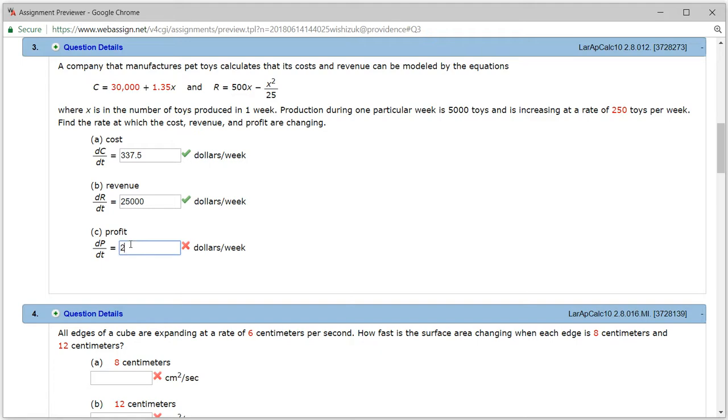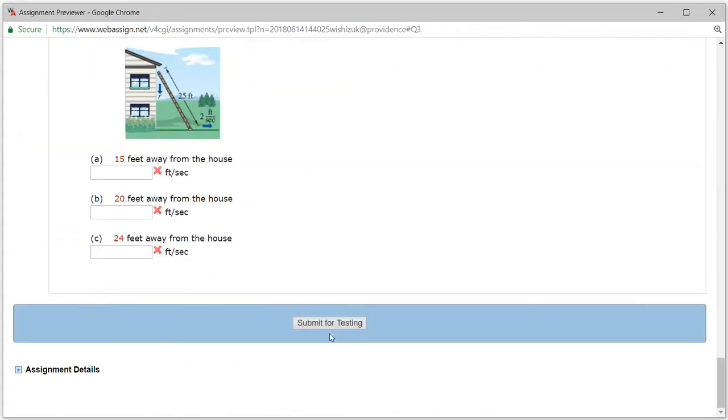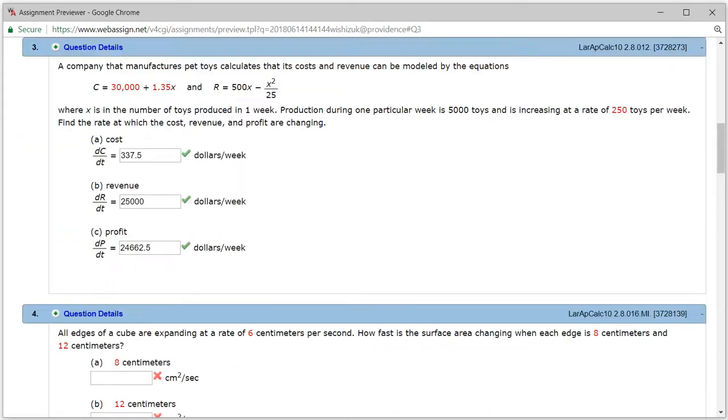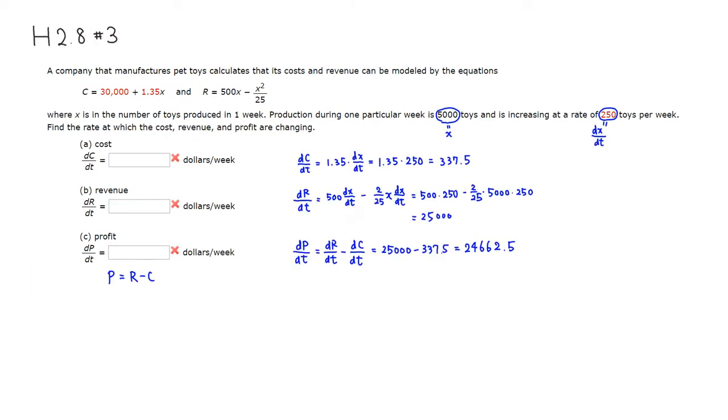24,662.5. Let's check the answer. Submit for testing. It came back and looks like we got this one correctly. That's it. I hope that this was clear.